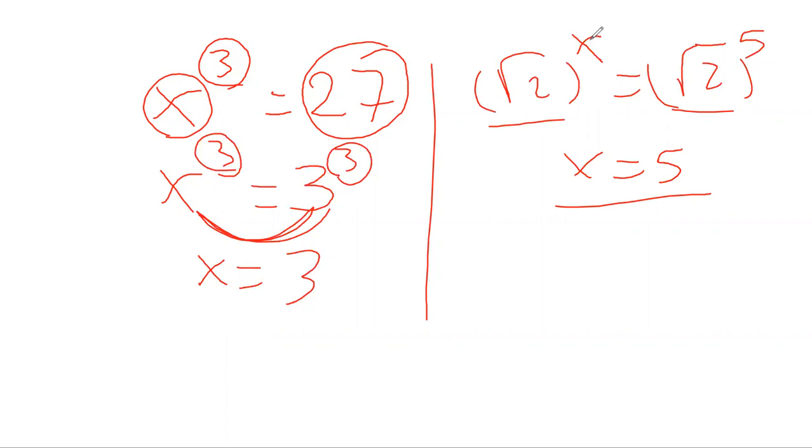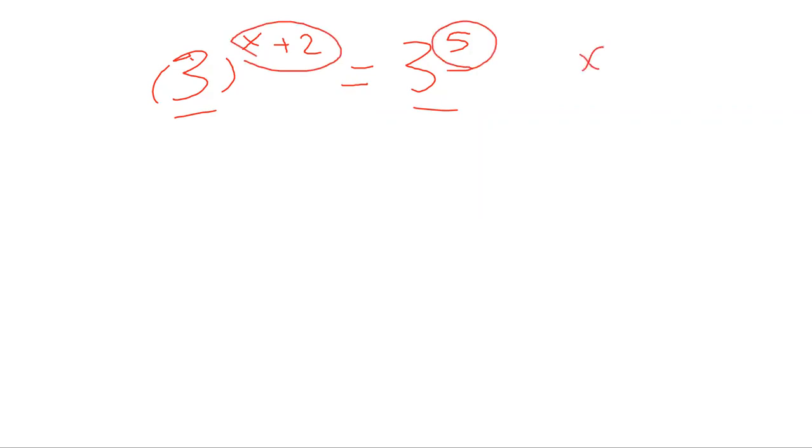I will write for you another example. 3 power x plus 2 equals 3 power of 5. Who can get x? 3 equals 3. Bases are equal. So what will be equal else? The powers. So x plus 2 equals 5. Complete it as an equation. So x equals 5 minus 2. So x equals 3. Thank you, Jana.